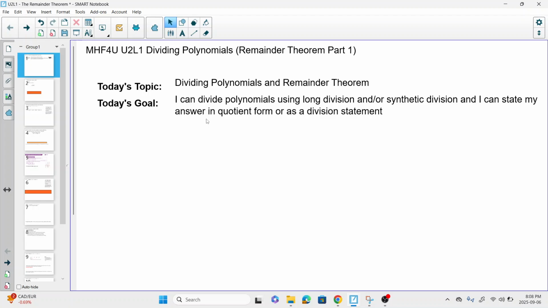So your goal is that you can divide polynomials using long division or synthetic division. I will show you the methods for synthetic division in a second video, and that you can state your answer in quotient form as well as a division statement. We might look at quotient form briefly, but we'll mostly focus on the division statement.